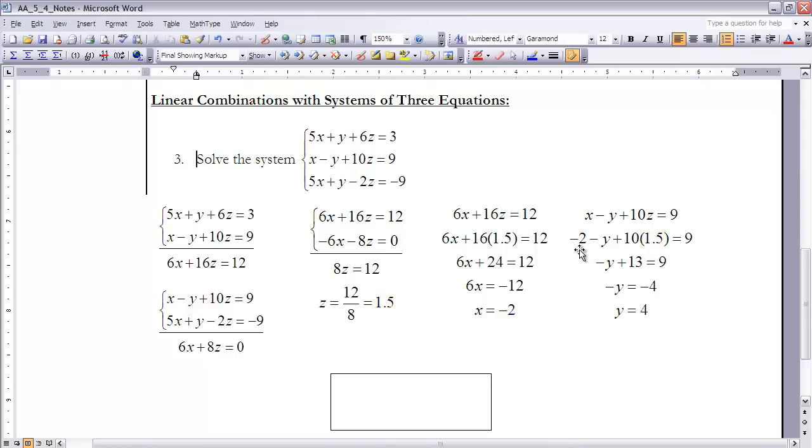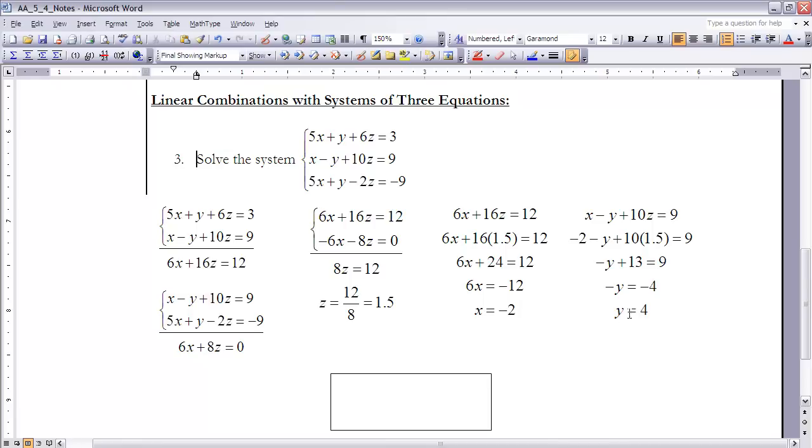Well, that's negative 2. 10 times 1.5 is 15. So if I take a positive 15 and a negative 2, I get a positive 13. So that gives me negative y plus 13 equals 9. Now if I subtract 13 from both sides, that means negative y is equal to negative 4. Therefore y is equal to 4.